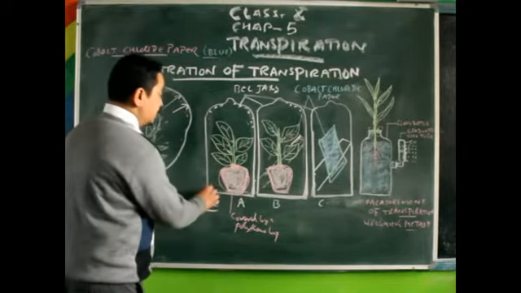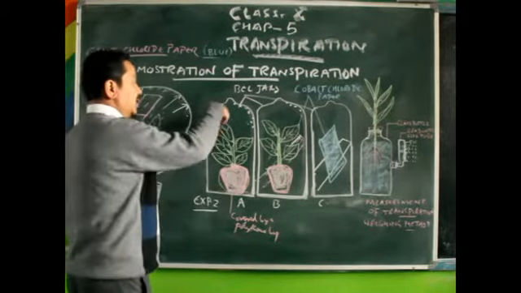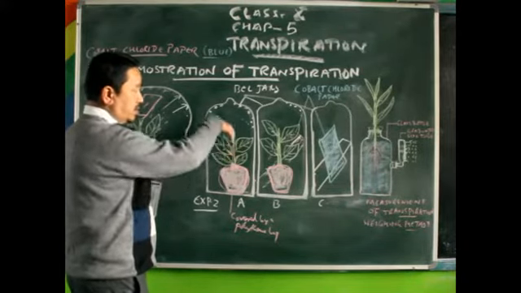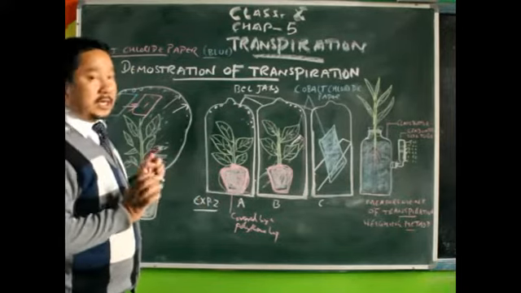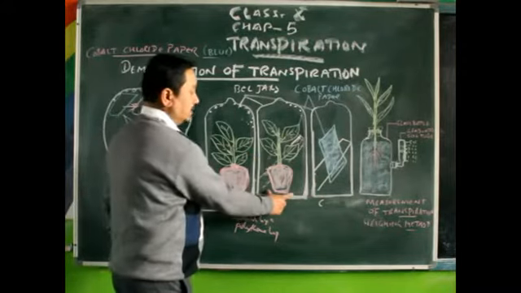You cover it with a transparent bell jar. You just cover it like that. This is the bell jar which is covering this plant. See, it has covered it. Okay, then just leave this in the sunlight for some minutes or some hours, then go to setup B.